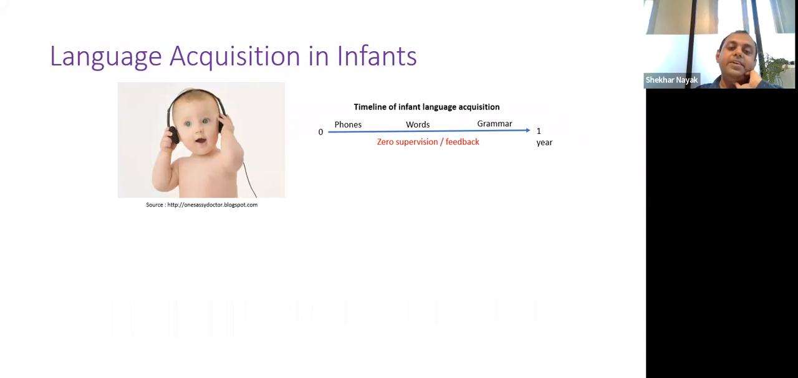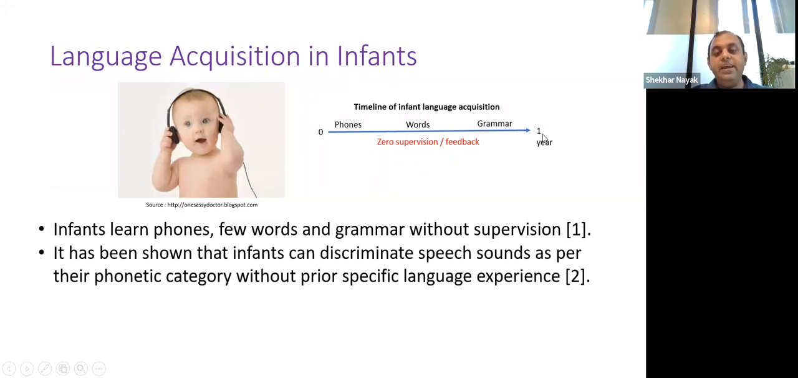This is inspired by language acquisition in infants, where in their first year of growth they learn certain phones and then certain words and then some aspects of grammar without any supervision or feedback. They do not go to formal school. Within the first year, they just listen, and from whatever audio they get, without any feedback, they learn certain aspects of the language: the phonetic level, word level, grammar level. They can also discriminate between speech sounds as per the phonetic category without any prior language experience.